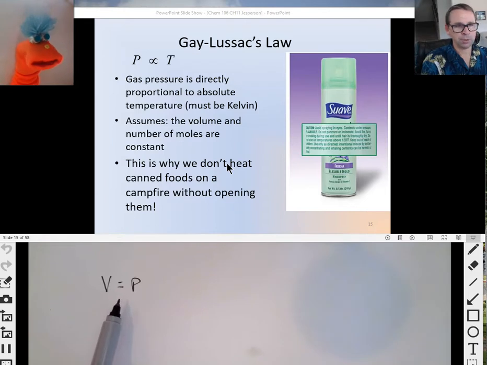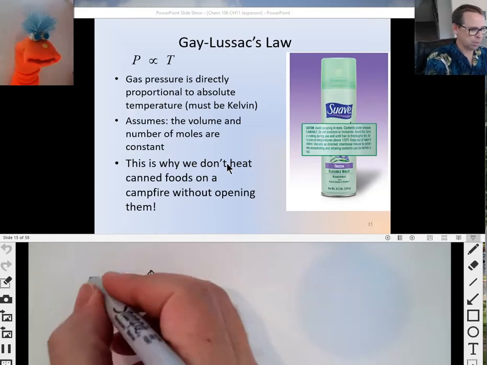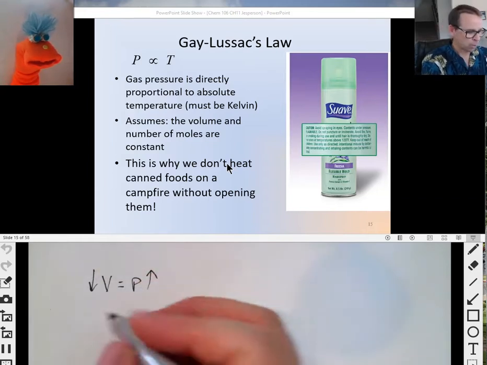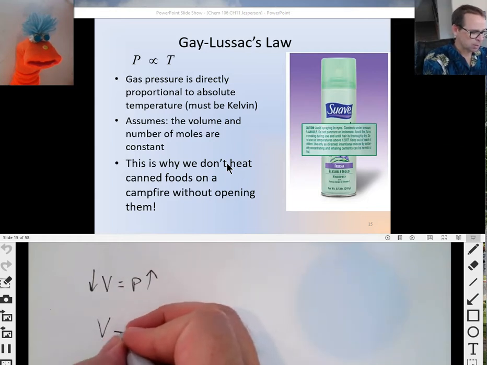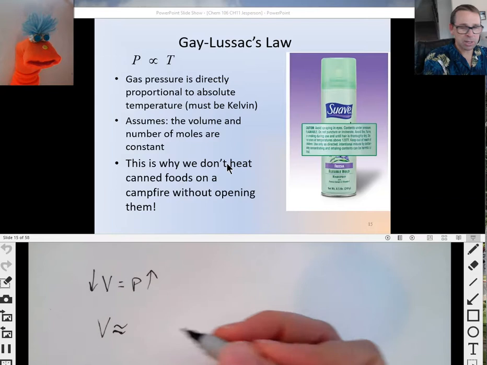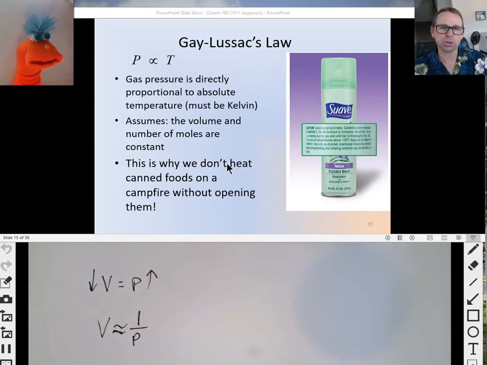But that's not right, is it? That's right, that's not right. As the pressure increases, what happens? The volume decreases. That's right, the volume decreases. And so it's not an equal sign like that. It needs to be like this, where, and again, these aren't equal signs because these are different units, but it's an indirectly proportional relationship.